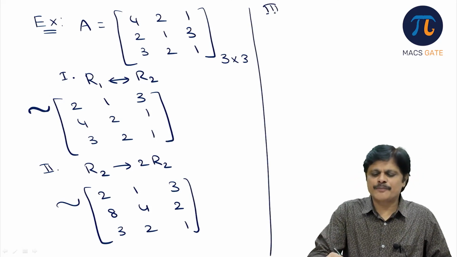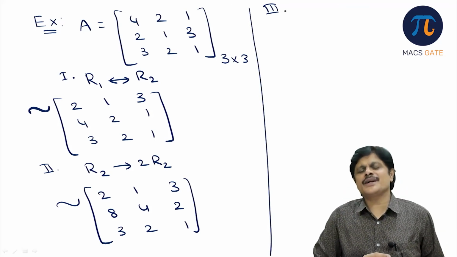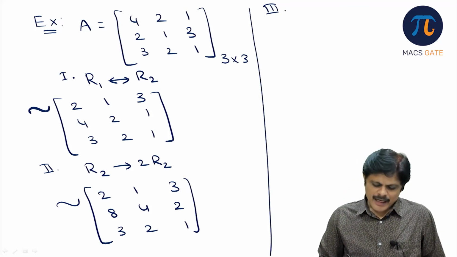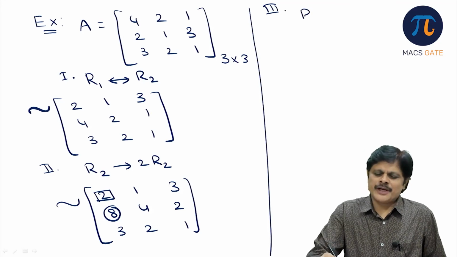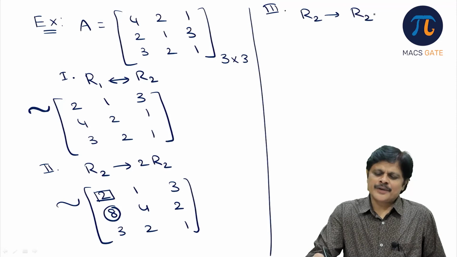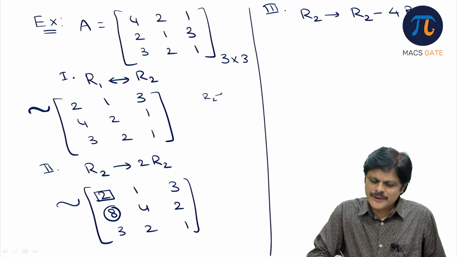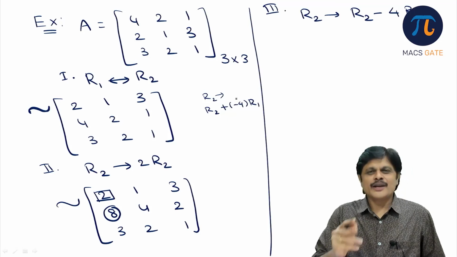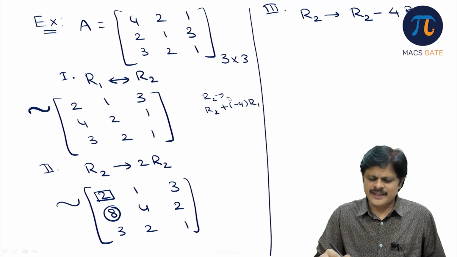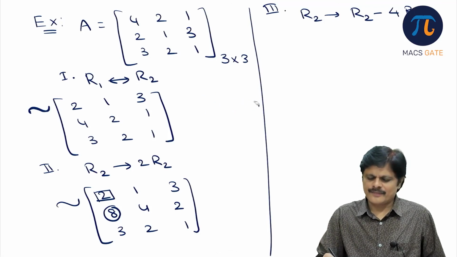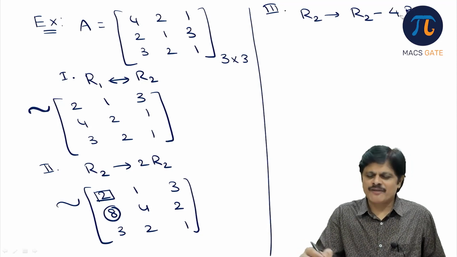Now let us see the third row operation. This time I use this third row operation for a purpose. Using this element, I want to make this element 0. This is the third type of row operation. R2 becomes R2 minus 4 times R1. Actually, you can also write R2 plus minus 4 times R1. A constant times another row is added to this row. You got the meaning?